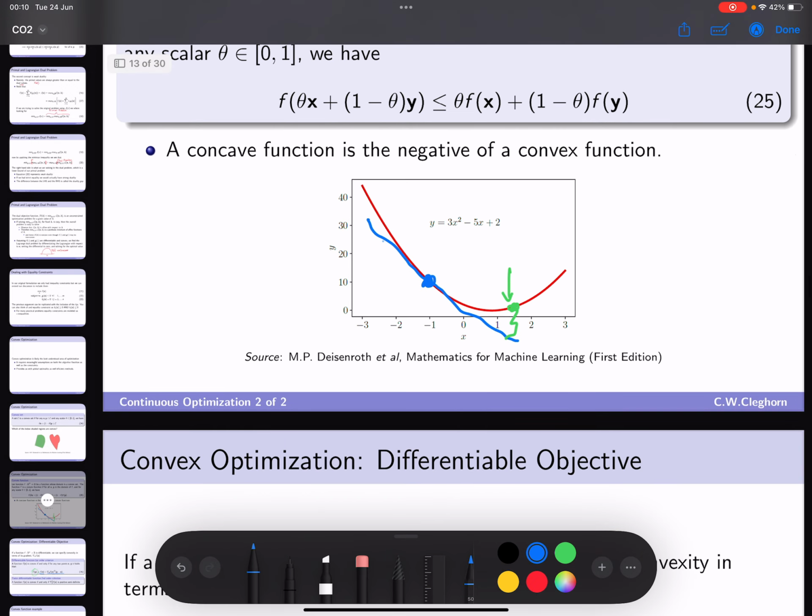And so it is the closest linear approximation at this point f of x. And so every point in the blue line is now going to lie below the function itself, the red line. And so that now means that, in terms of the first order criterion, this function is also convex. Okay.